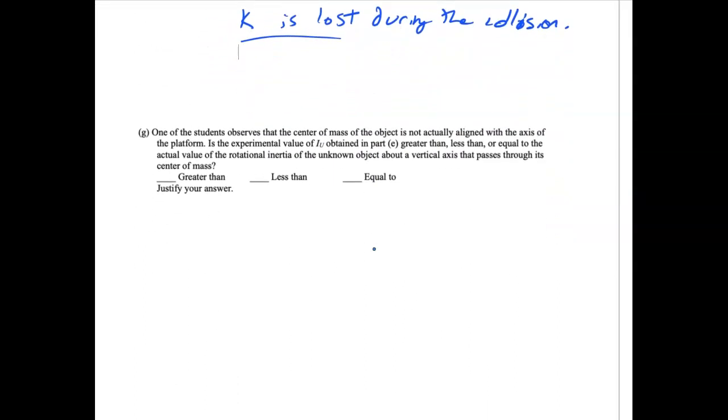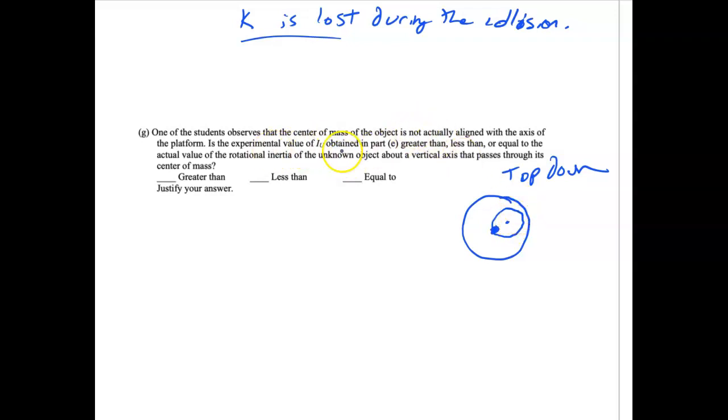One of the students observes that the center of mass of the object is not actually aligned with the axis of the platform. So what that means is we've got the platform, so we're looking from the top down. And let's say that the object that we have gets dropped, but it gets dropped over here. It's an irregular object, and its center of mass is right there. The center of mass of the platform is right there. So now it's not in there.